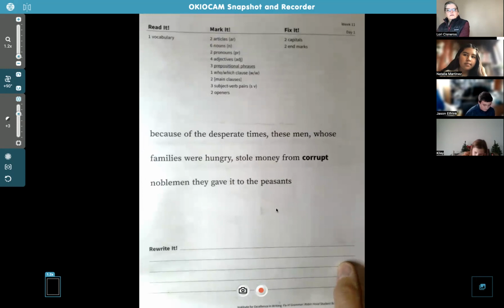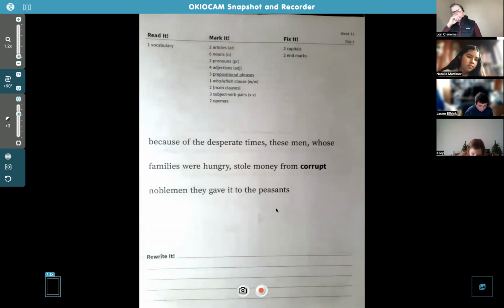Because of the desperate times, these men, whose families were hungry, stole money from corrupt noblemen. They gave it to the peasants.